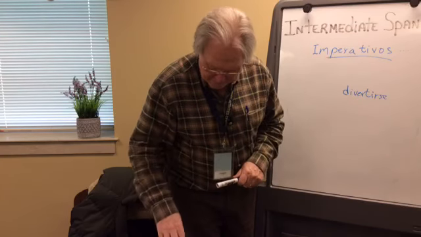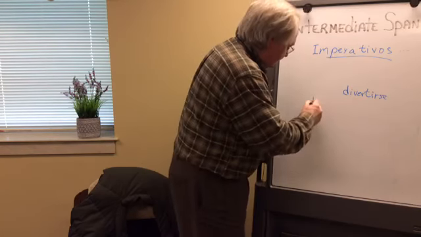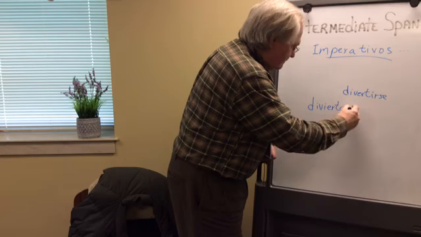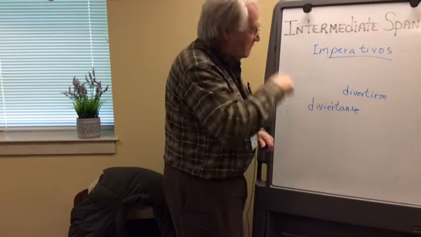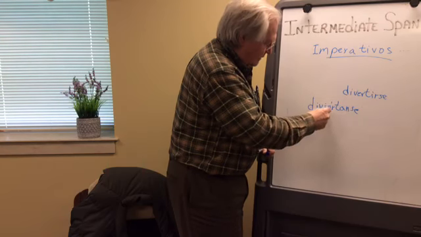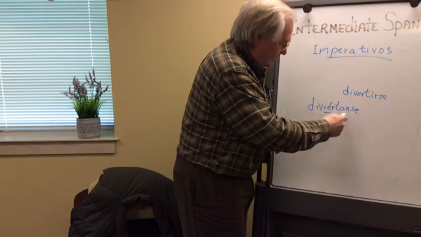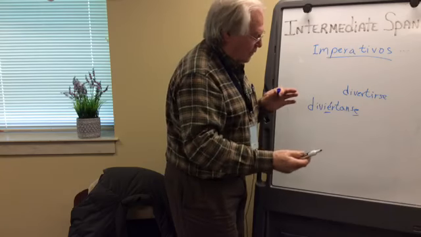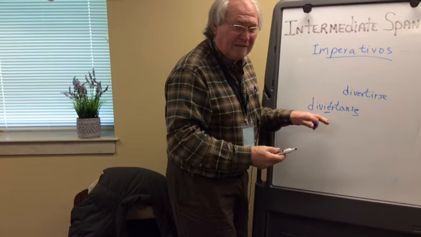So, when we get down to diviértanse, what's happened here? First of all, we've conjugated the verb and the stress falls on this syllable, so the E, the stronger vowel, gets the accent to keep that syllable stressed. We've added the N for the ustedes, and the se is the reflexive for ustedes. So this is y'all have a good time. Y'all enjoy y'all selves. Okay?